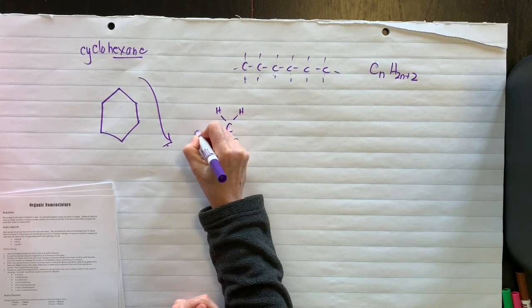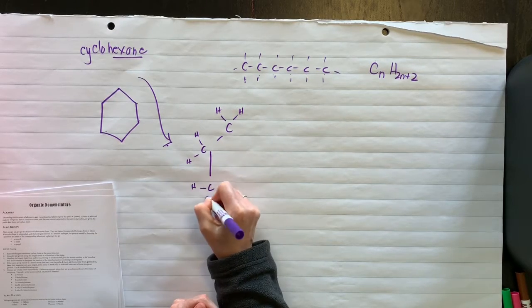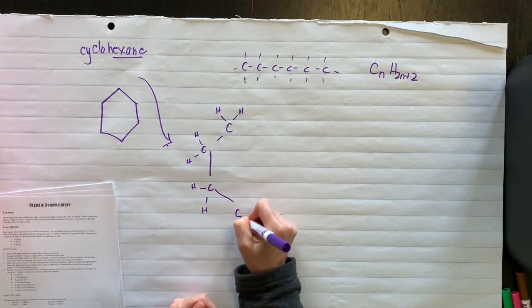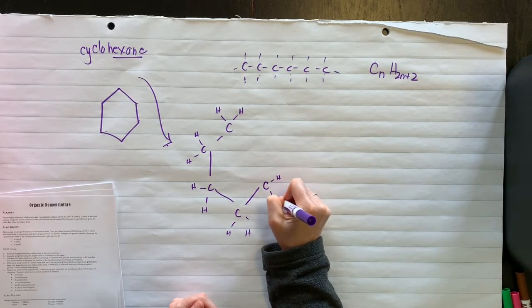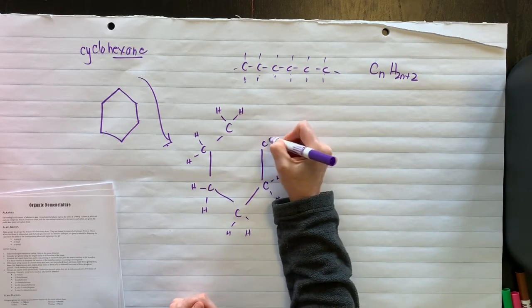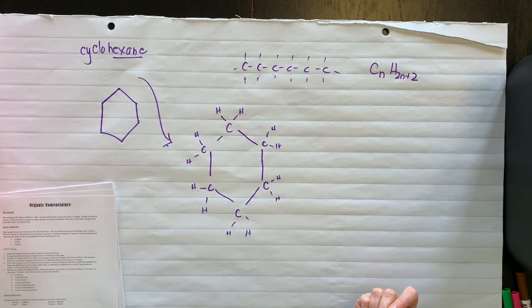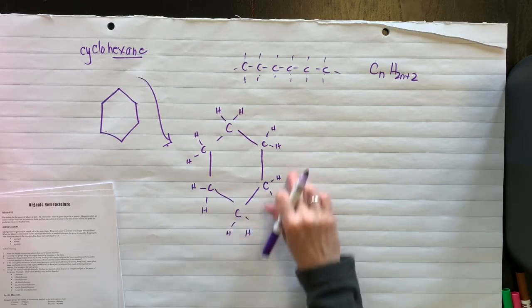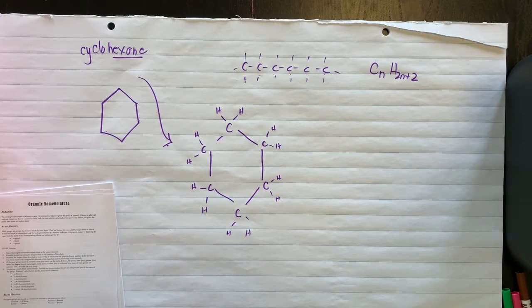Very, very few textbooks will actually draw it like this because it's extremely awkward. I can't draw at the best of times. Okay, so if you actually had to draw it out using C's and H's, that's what it would look like. And this just gets really distracting and really, really messy. So the stick figure for that one is the more commonly used one.